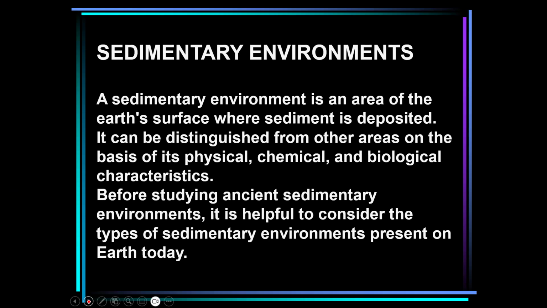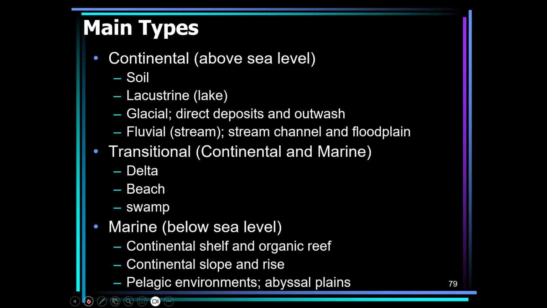And now we are finally going to start talking about the sedimentary environments. These are areas where the sediments can actually deposit. It can be distinguished from other areas on the basis of its physical, chemical, and biological characteristics. Before we can study the ancient environment, which is our goal in this semester, it is helpful to consider the types of sedimentary environments we have presently on Earth. These are the main types: the continental, transitional, and marine.